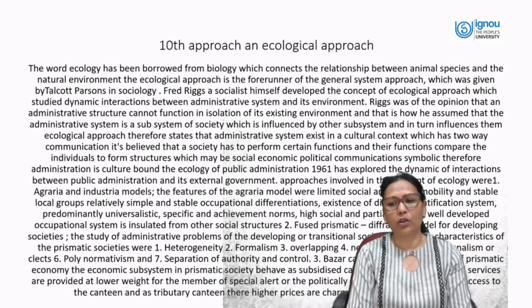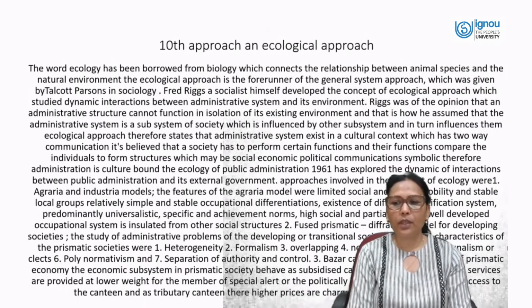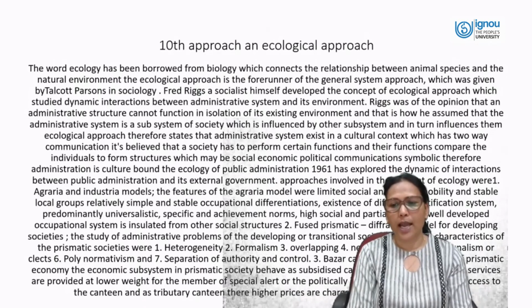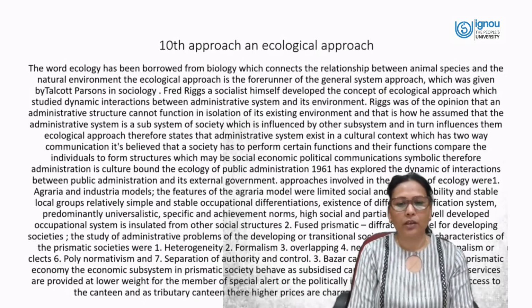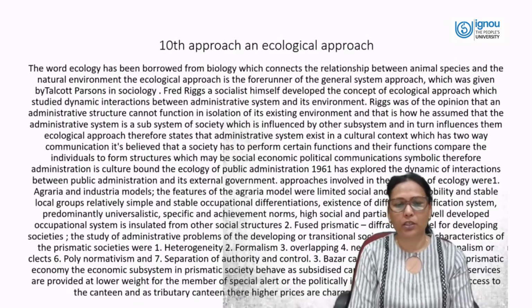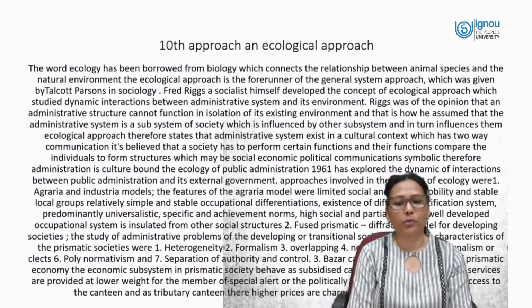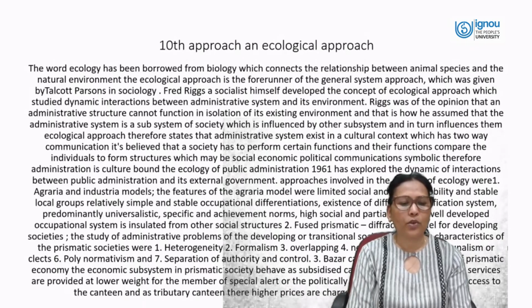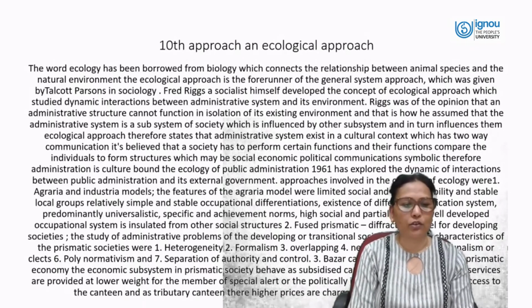Approaches involved in the concept of ecology: first was the agrarian and industrial model. The features of the agrarian model were limited social and spatial mobility, stable local groups, and relatively simple and stable occupational differentiation. There was a existence of different stratification systems, predominantly universalistic, specific, and achievement norms. High social and spatial mobility and a well-developed occupational system were there in the industrial model.